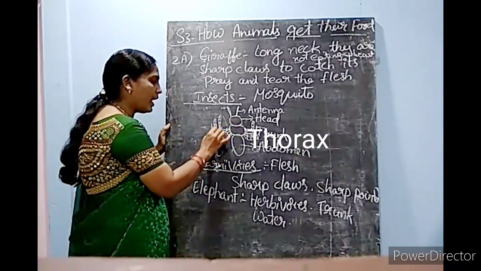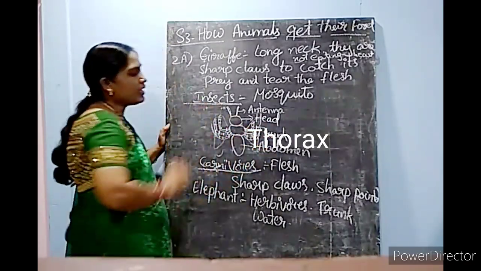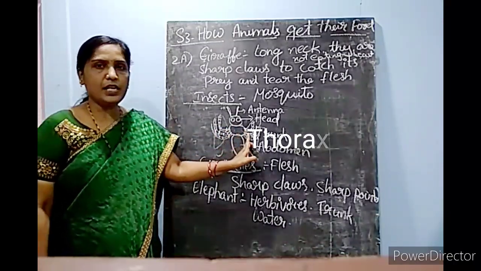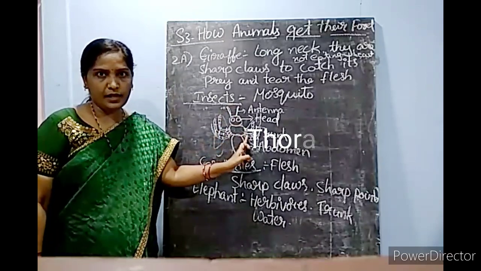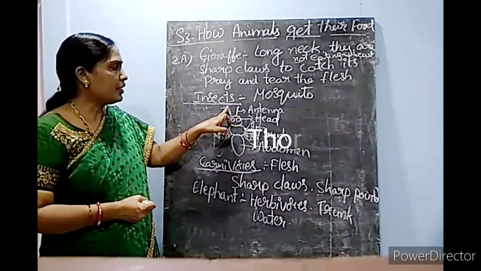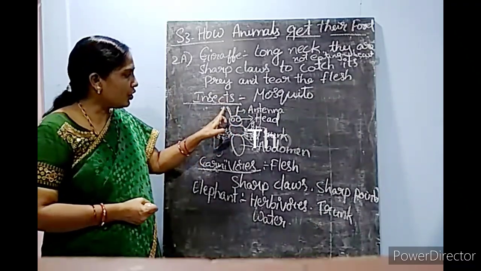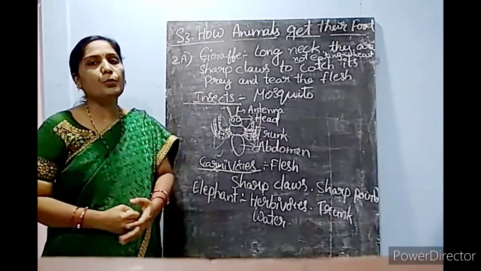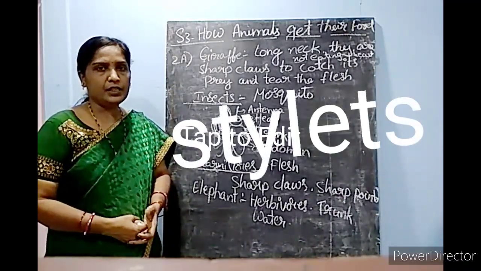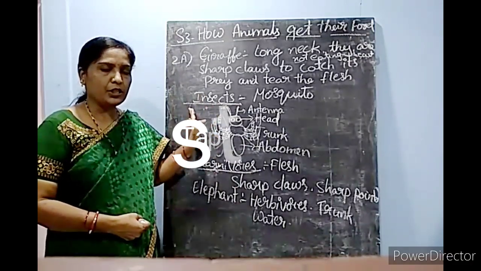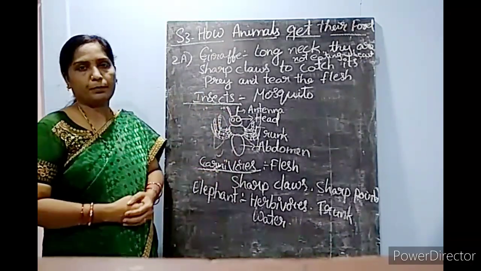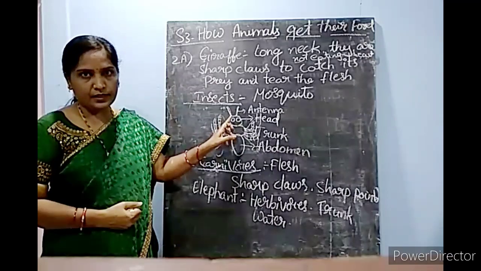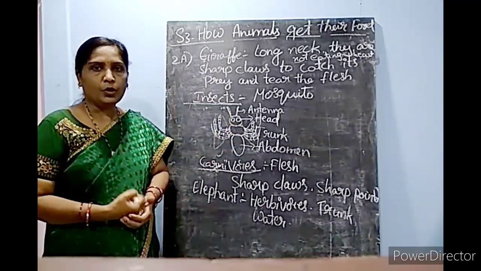And they also have wings. Their wings are also attached to the thorax. Their wings and their legs are jointed at the thorax only. And this sharp sting, they use to suck the blood from human beings. Understood, children? So you observe all the body parts of a mosquito and see clearly which part it is using to suck the blood. Okay, children?